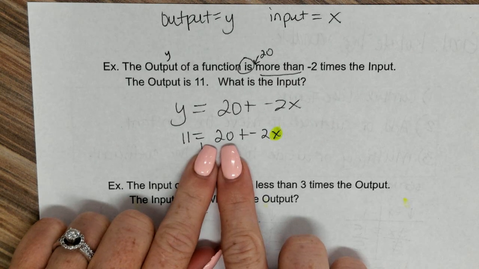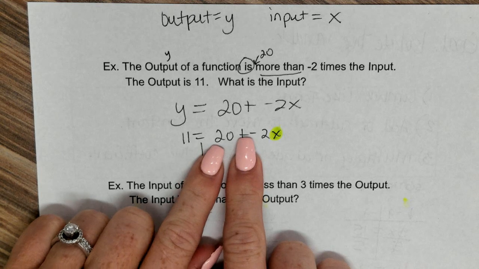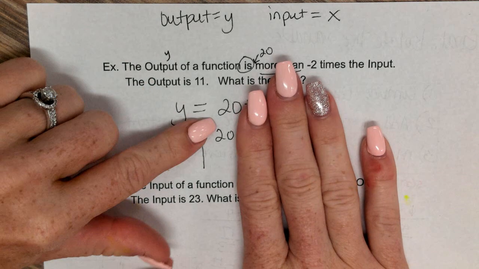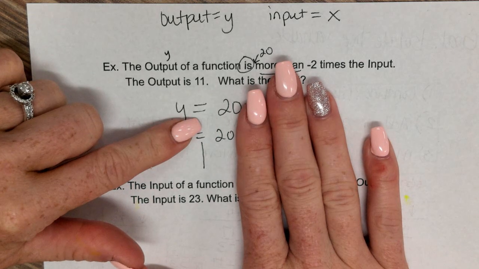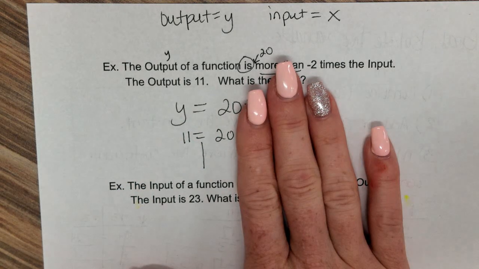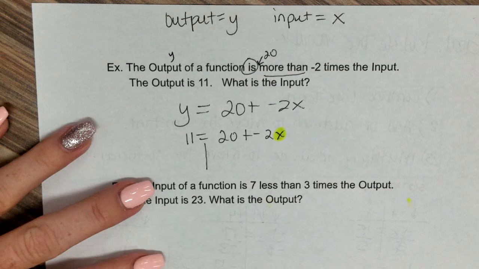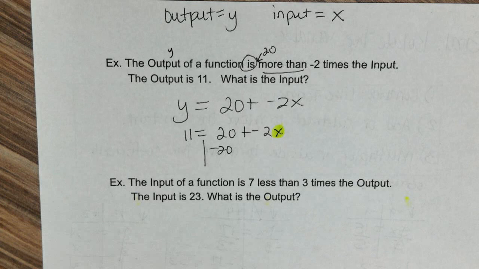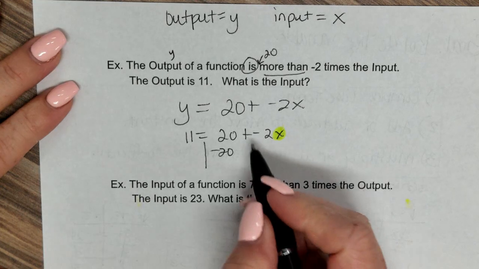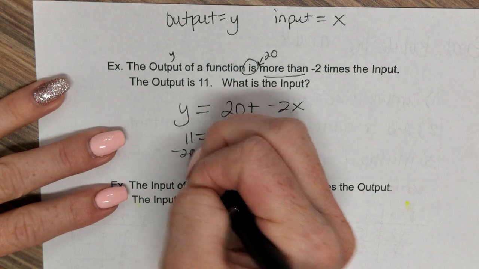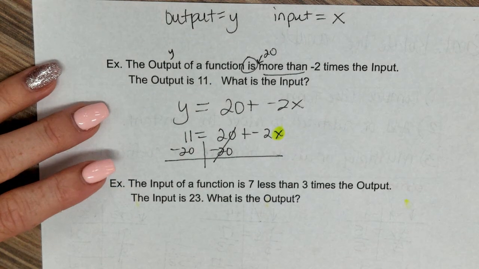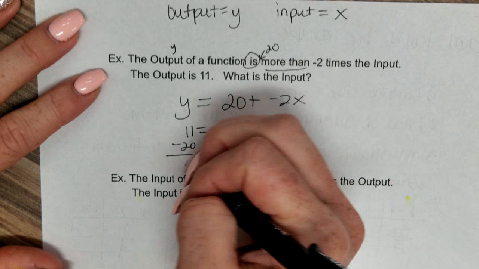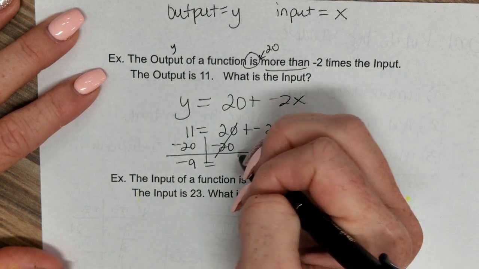Now, everybody stop. Do not say the opposite of plus is minus. Don't worry about that. Cover that up. How would I zero out a 20? With a minus 20 or a negative 20. So minus, it doesn't matter. They're the same thing. 20 minus 20 zeros out, yes? Whatever I do to this side, I got to do to this side. That's going to zero out. 11 minus 20 is negative 9 equals negative 2x.